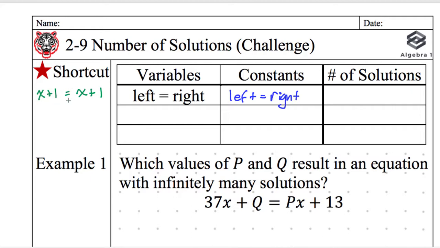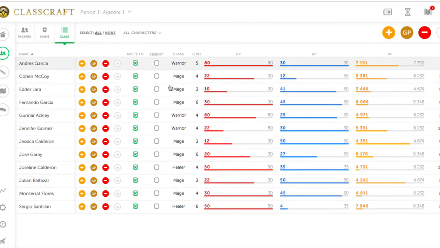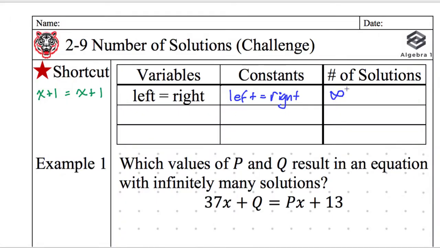Only 2 people know. For this equation right here, how many solutions? Only 2 people know. 3 people know. 4 or 5 people know. Andres? Infinite solutions. There it is. Grab your candy, get XP. Infinite solutions.